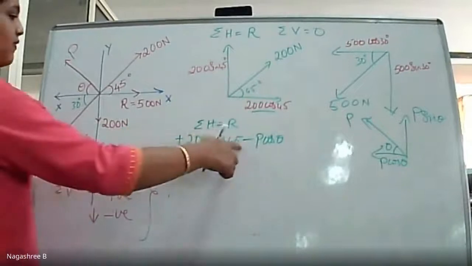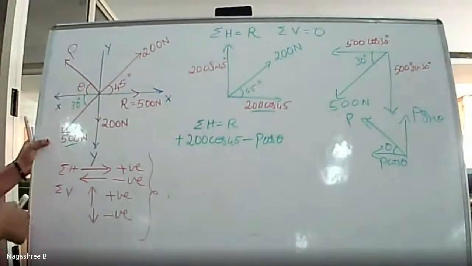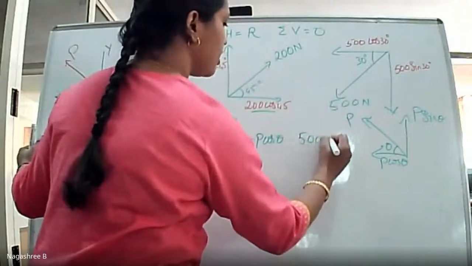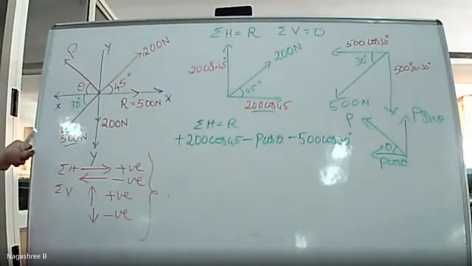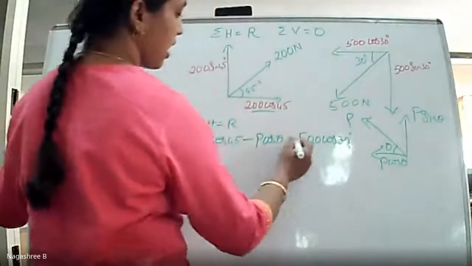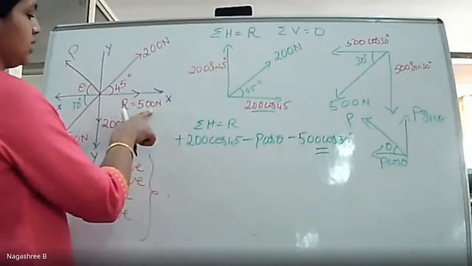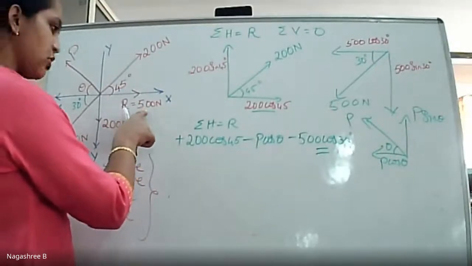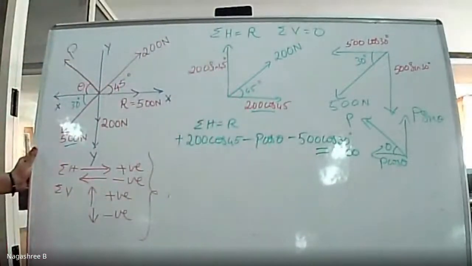Hence, I have reflected the same sign convention here. So next is 500 Newton. The resolution in the horizontal direction is 500 cos 30. Since it is going in the left side direction, 500 cos 30 is in the negative direction. So we need to equate this to the resultant R. Since it is in the right side direction itself, it is positive, so it is 500 itself.